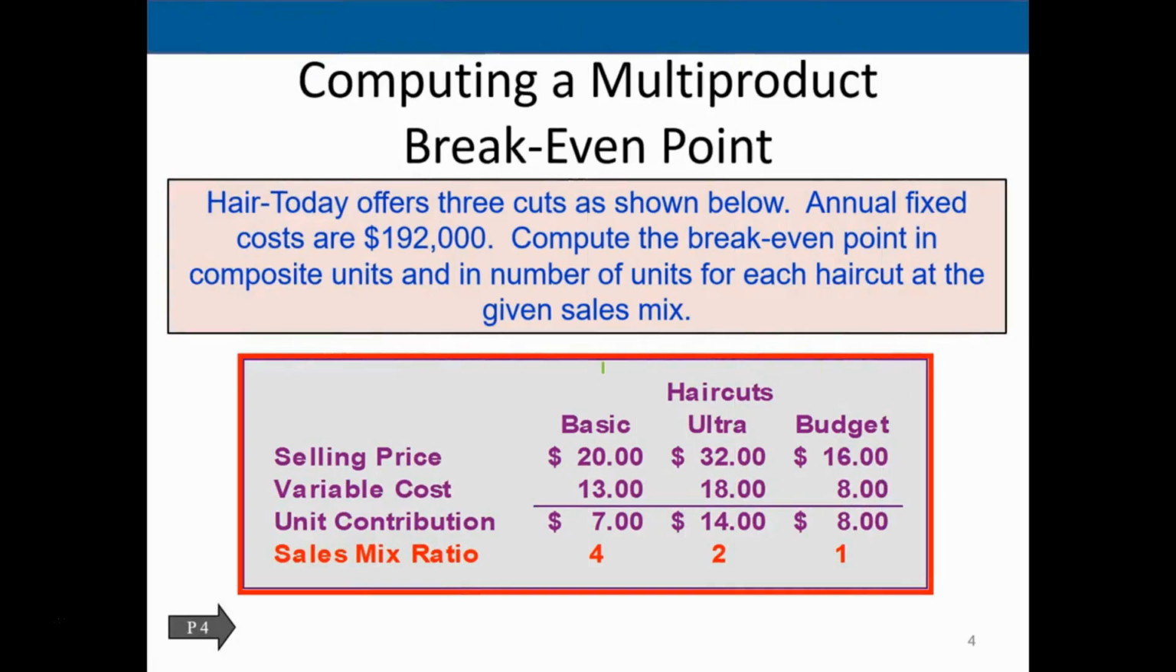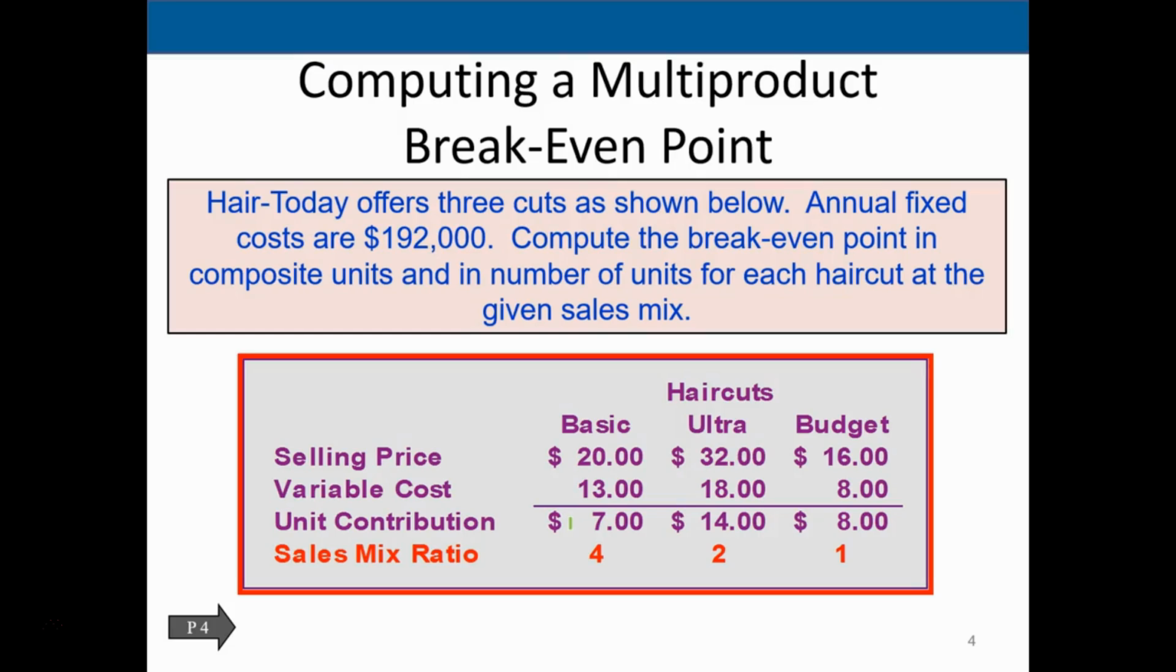So let's take a look at an example and think about, first, how do we come up with this composite unit? The hair salon today offers 3 cuts as shown below. Annual fixed costs are $192,000. Compute the break-even point in composite units and number of units for each haircut at the given sales mix. All right, so the basic cuts have a $20 selling price, variable cost $13, and therefore we're walking away with $7 after each cut, in this case after variable costs.